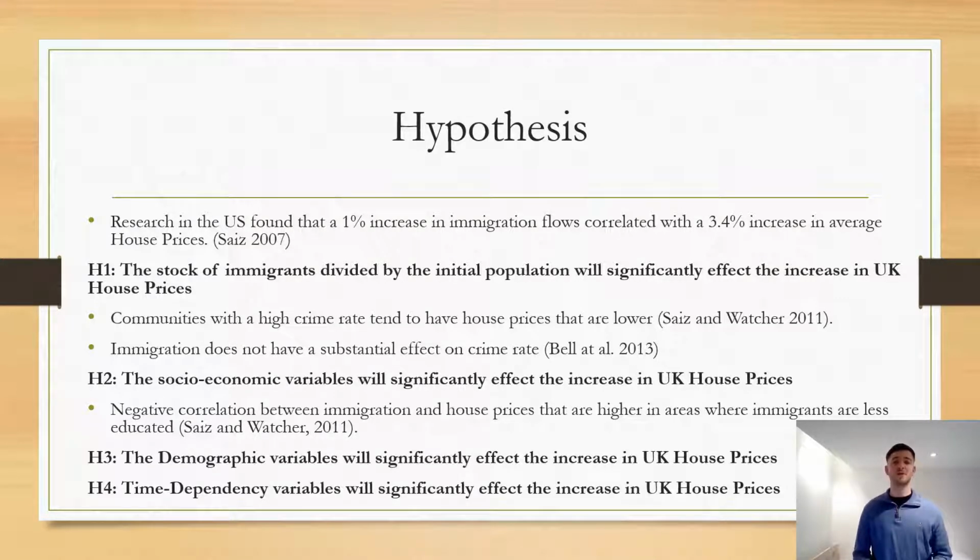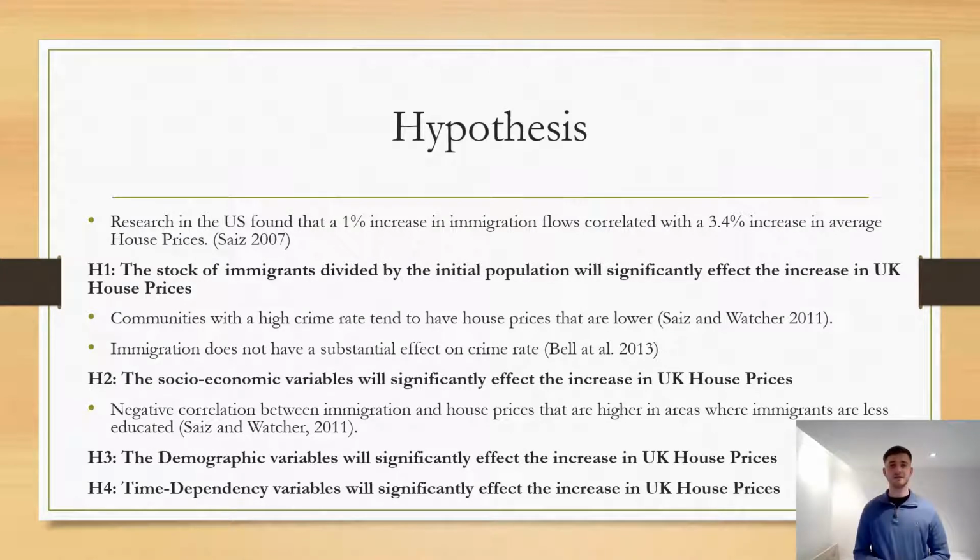Furthermore, according to economic theory, the fundamental understanding of supply and demand, an increase in supply causes an increase in demand, which pushes up prices. As a result, the first hypothesis will investigate whether the number of immigrants divided by the initial population has a significant effect on the rise in house prices in the United Kingdom.